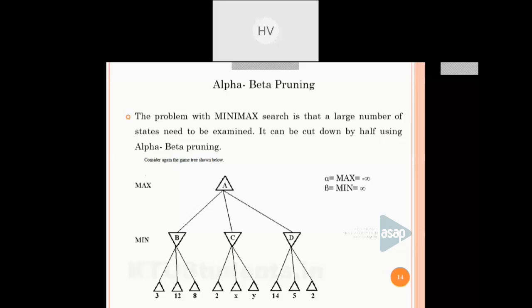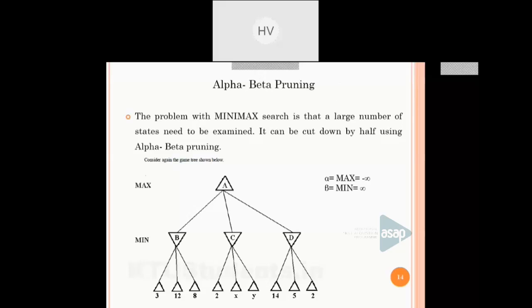Suppose one or both of the values of X and Y are less than 2. If it is less than 2, consider it as Z. The lesser value will be Z. Then the minimum of 2, X and Y, that minimum value is set, and your resulting answer at C will be Z. In the case of D, as usual, 14, 5, 2, your minimum value will be 2. So what are your values B, C and D? They will be 3, Z and 2. We know Z is less than 2. While finding the maximum among 3, Z which is less than 2, and 2, what will be your max value? Since Z is less than 2, definitely your max value will be 3.